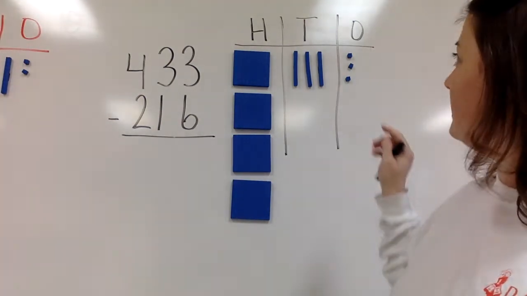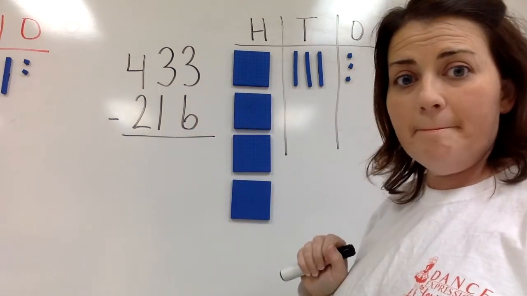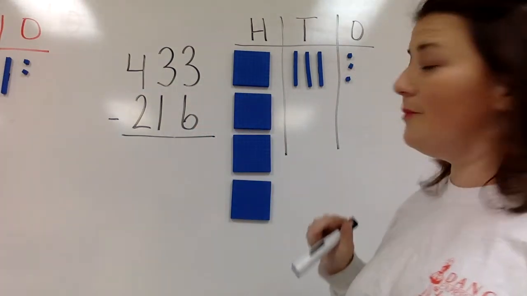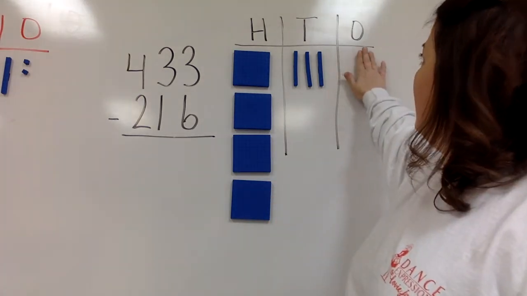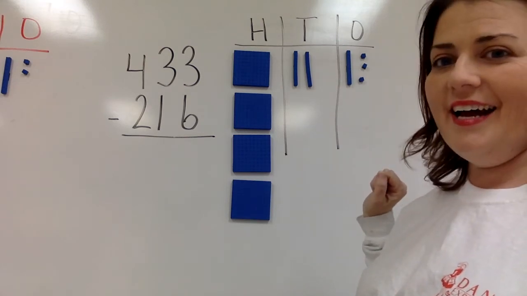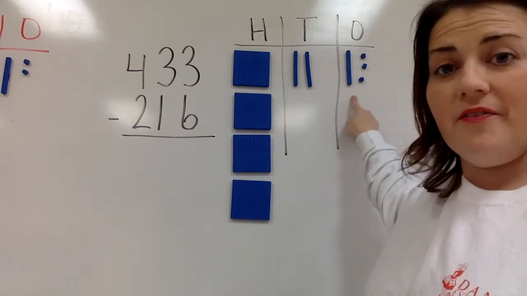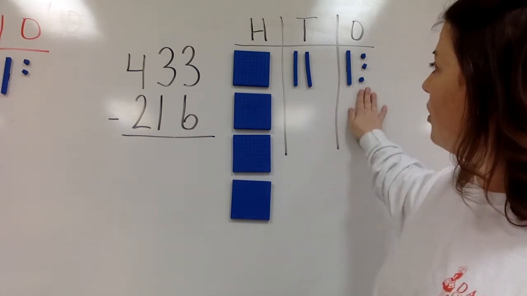In the ones place. We're going to try to do 3 minus 6. Can we do that? No, we cannot. So what do we have to do? Move a 10. I'm going to slide those over. Dun, dun, dun, done. All right. So now can we take 6 away from that? Sure. Yes. So let's record what we've got.